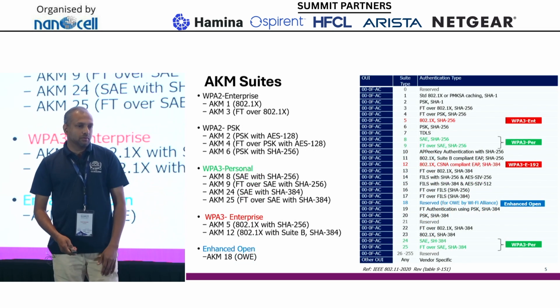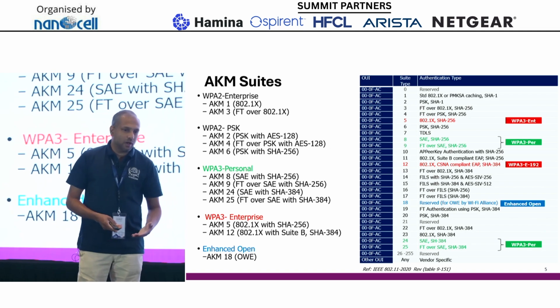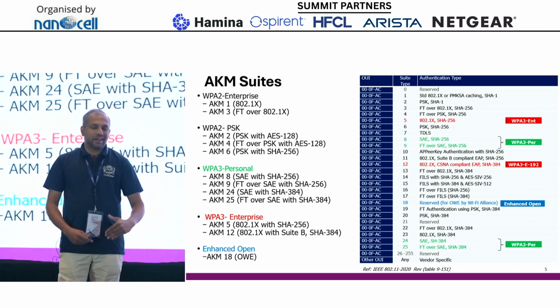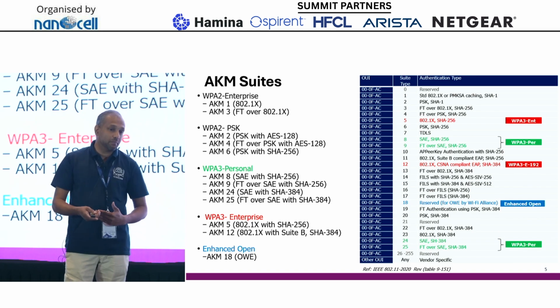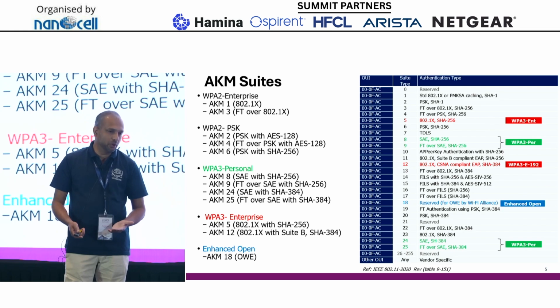Now, if you are doing personal versus enterprise, you have so many different variations. In that way, you can see the table. We have the personal versus enterprise separation. AKM values 1 and 3 are WPA2 enterprise. If you want to enable WPA3 enterprise, AKM value 5 or 12 needs to be used.